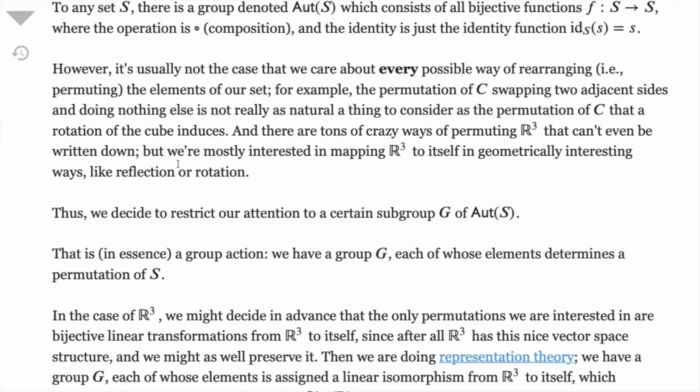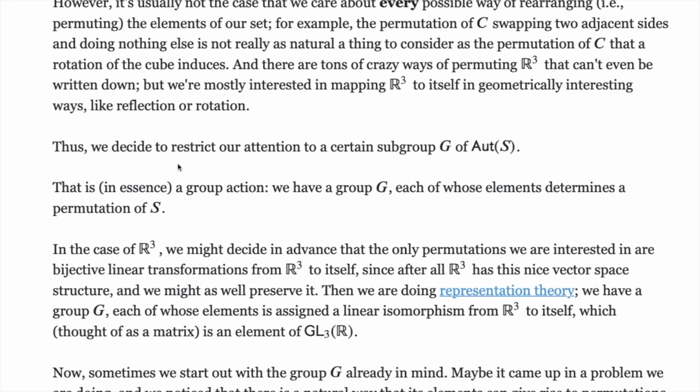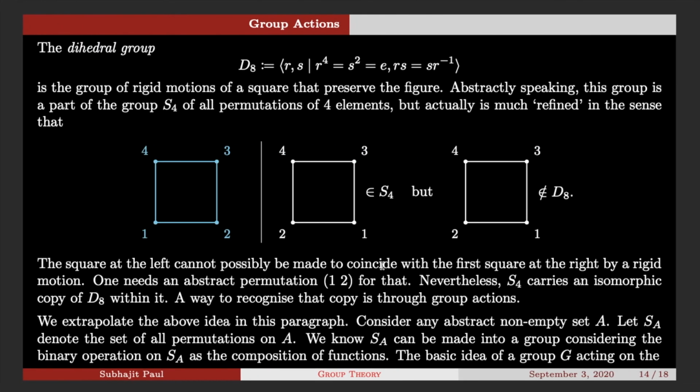However, it's usually not the case that we care about every possible way of rearranging the elements of our set. Just like this one, this is not that much of an interesting permutation to us. This one does not correspond to any rigid motion.